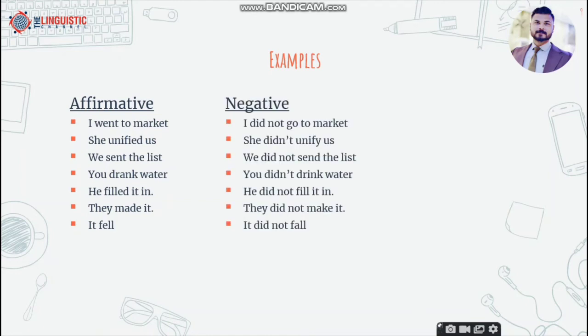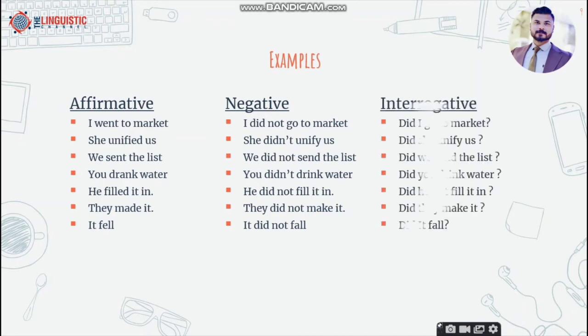You see, the same thing is here. She didn't, which is the short form of did not. अच्छा, इसको लोग didn't भी पढ़ते हैं. Didn't is the wrong pronunciation for this, right? The correct pronunciation is didn't. ठीक है? And we did not send the list. You see, हर verb के अंदर हमने verb की first form लगा दी है.